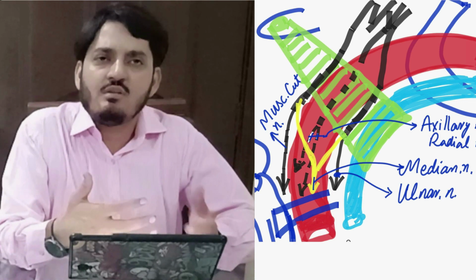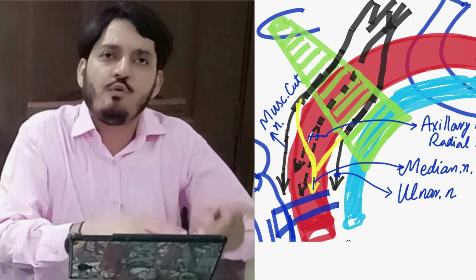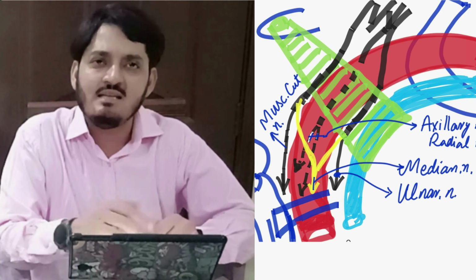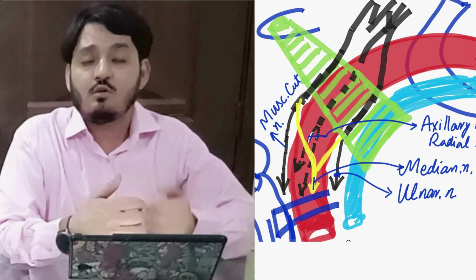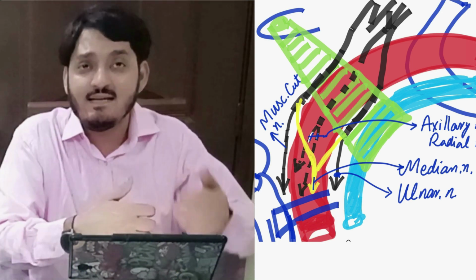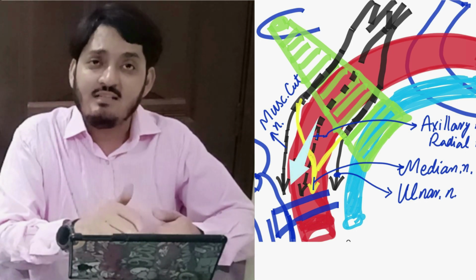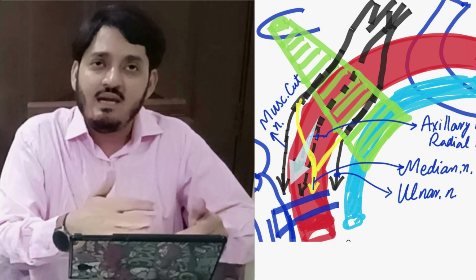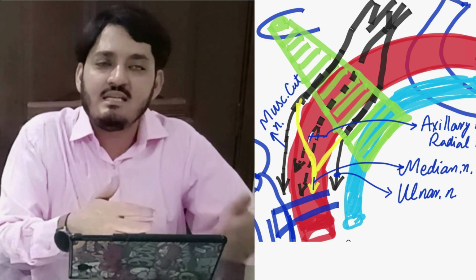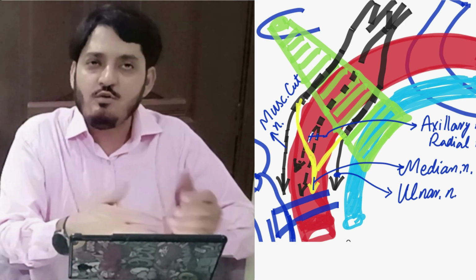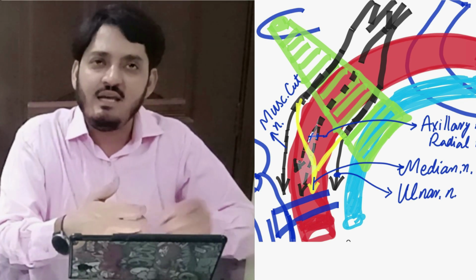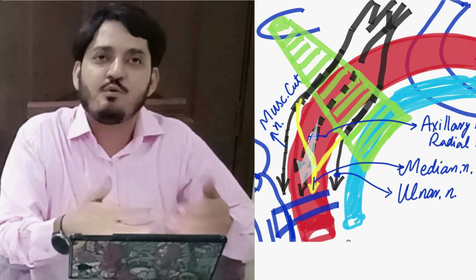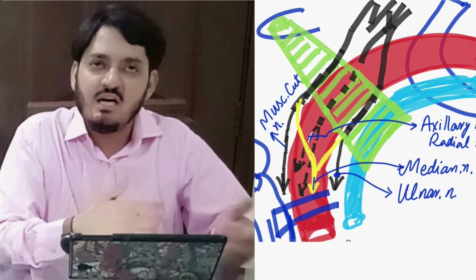Whenever you are asked about the radial nerve course, you'll talk about the origin first. And the origin I have described with the posterior cord of the brachial plexus, and after that the course will start. The course will start in the axilla. You will say that it's the branch of the posterior cord of the brachial plexus, and in the beginning, it lies posterior to the third part of the axillary artery. Likewise, whenever you are asked about the axillary nerve, you will say it's the branch of the posterior cord of the brachial plexus, and initially it lies posterior to the third part of the axillary artery.